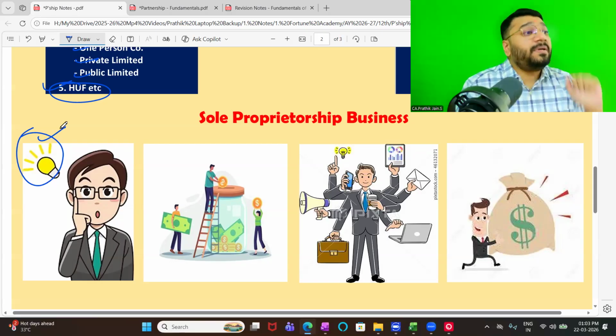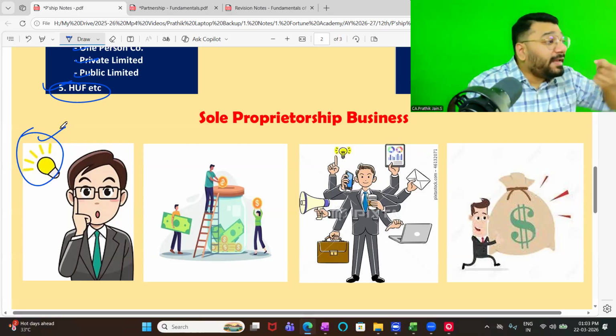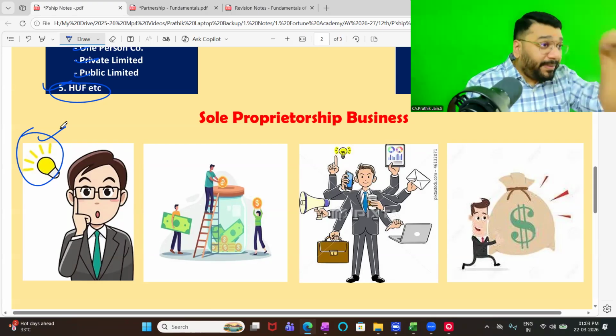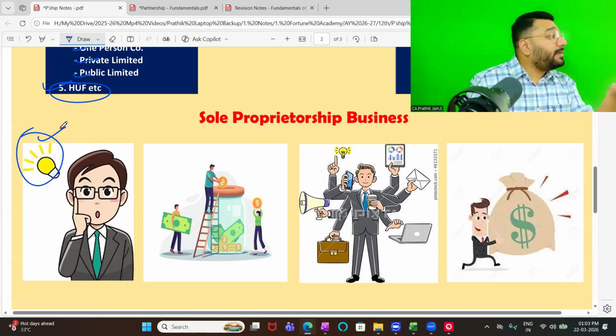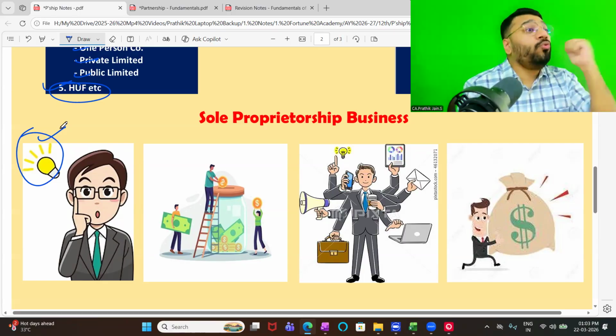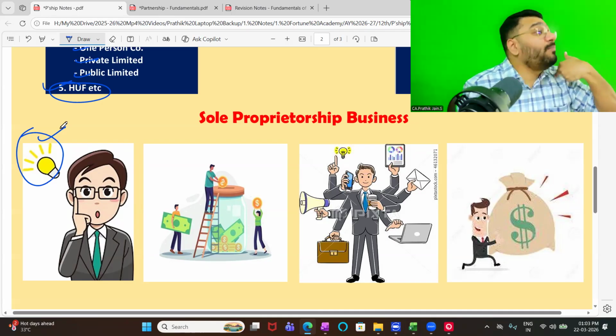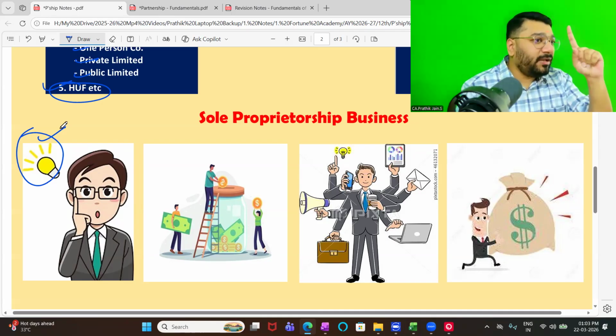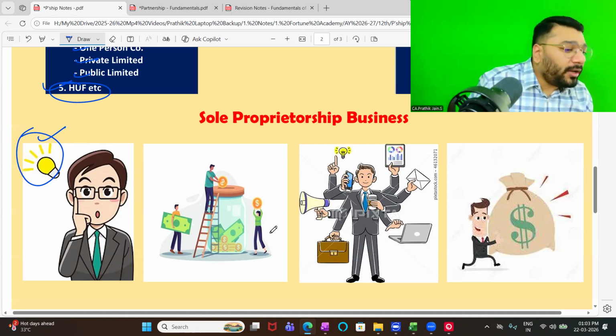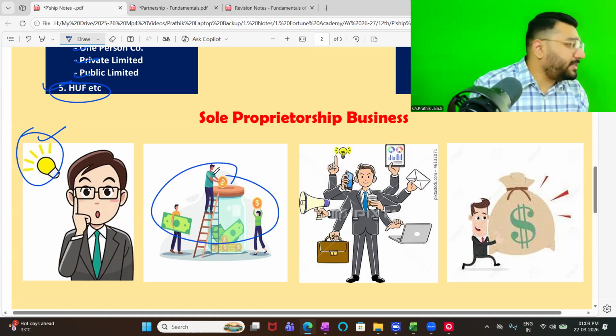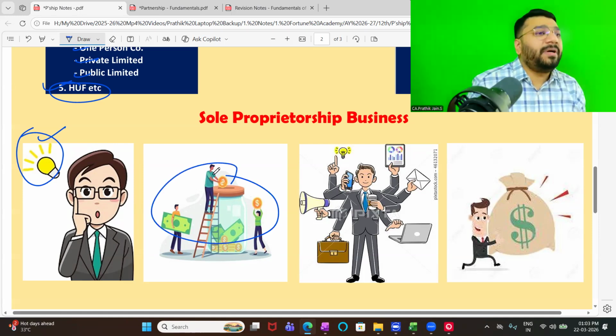Second, he is that one person who will go around everywhere and collect the money that is required. So capital, who will contribute? I will contribute. If that money is not sufficient, I have to borrow a loan. Who will go and run and borrow the loan? I will. So he is that one person who will go around everywhere to organize the money required to do the business. Third, he is that one person who will take the decisions of every department.